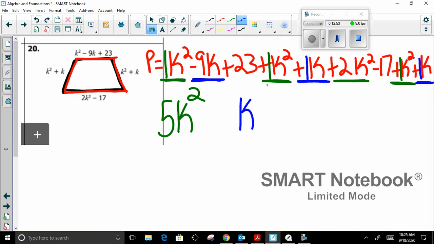Negative 9 plus 1 is negative 8. Sorry, negative 9, I'm going to the blue ones. Negative 9 plus 1 is negative 8. Negative 8 plus 1 is negative 7, so minus 7k.